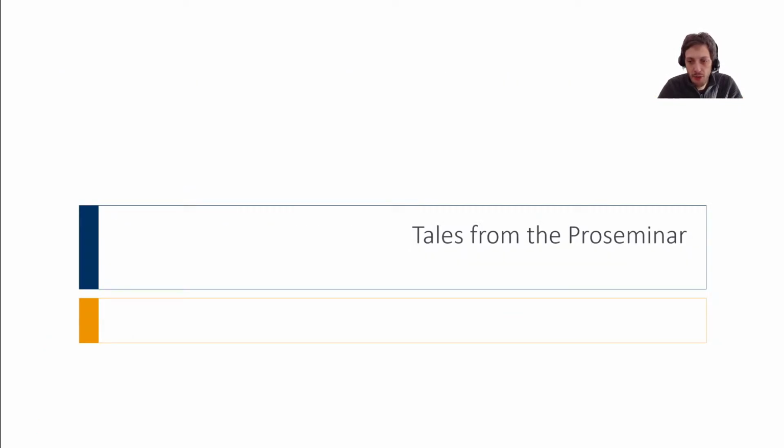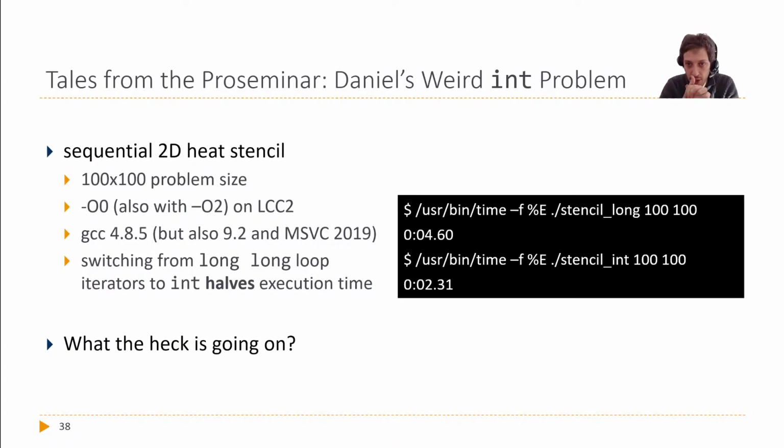Tales from the Proseminar. First, I will focus on Daniel's weird integer problem, and afterwards our GCC versus G++ compilation. So Daniel, you don't know him, but he had a very interesting thing happening, which I didn't understand in the beginning. Daniel had a sequential 2D stencil, just like you implemented it, and he ran it with a problem size of 100 by 100, so comparatively small.